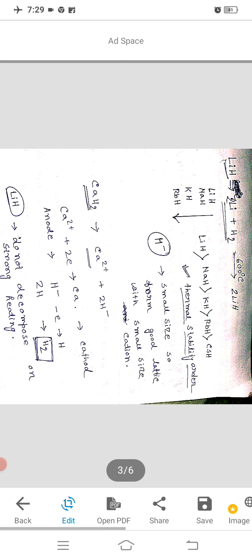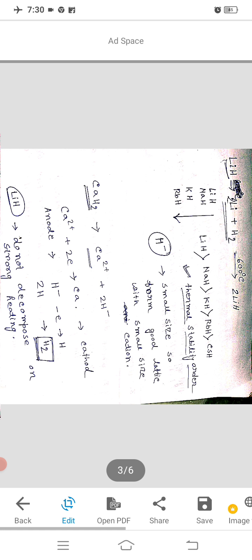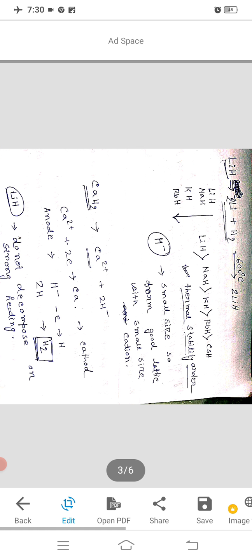Now we see that these hydrides in the molten state break into ions. For example, calcium hydride in the molten state forms calcium 2 plus and H minus ions, and this melt conducts electricity with the liberation of hydrogen at the anode. This liberation of hydrogen confirms the presence of hydride ion in them.